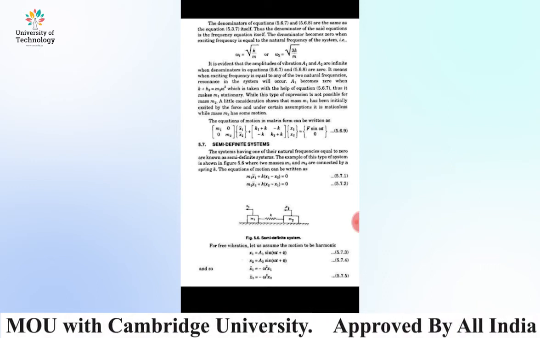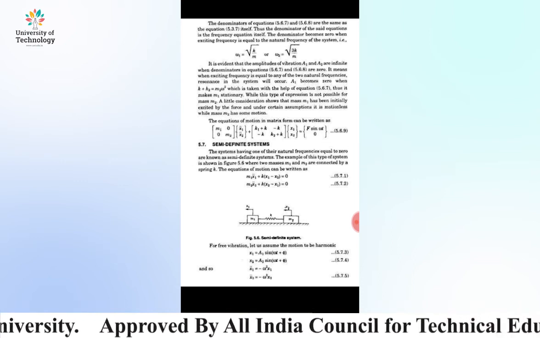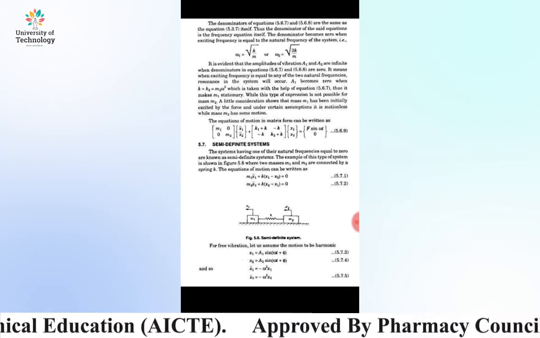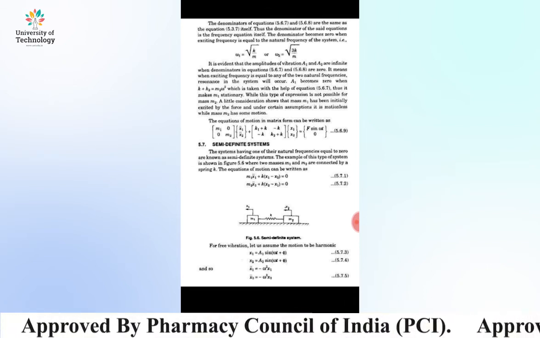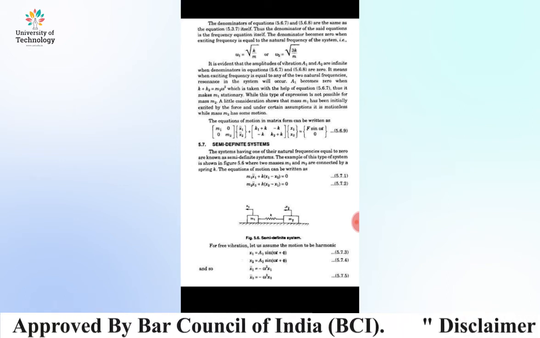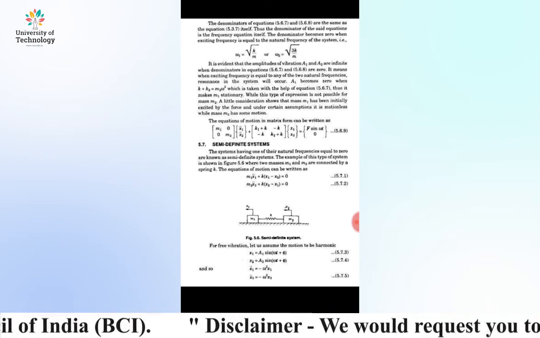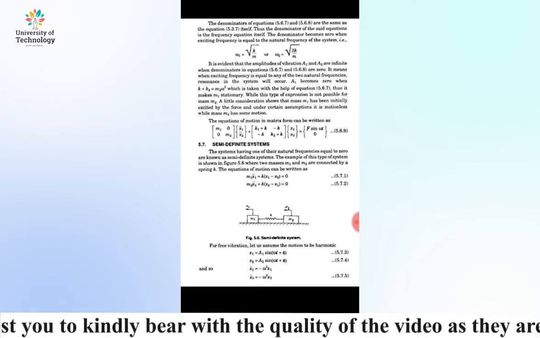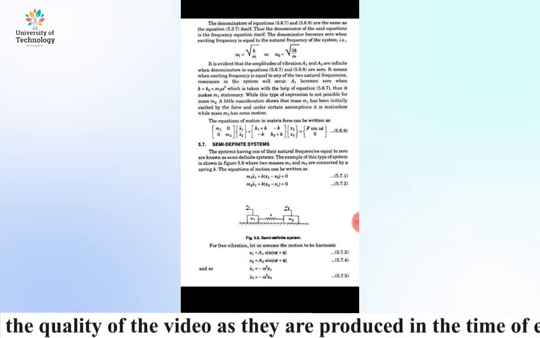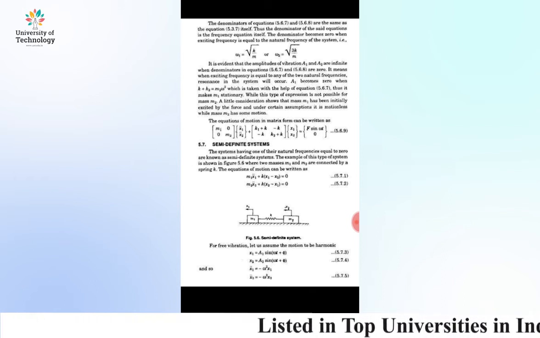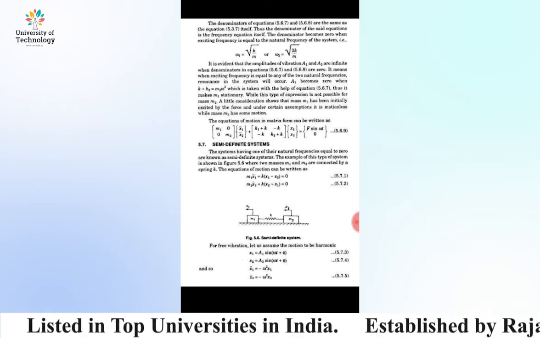Now we talk about the semi-definite system. A system having one of its natural frequencies equal to 0 is known as a semi-definite system. An example of this type of system is shown in the figure: masses m1 and m2, where the displacement for m1 is x1, for m2 is x2, and both masses are connected with a spring of stiffness k.